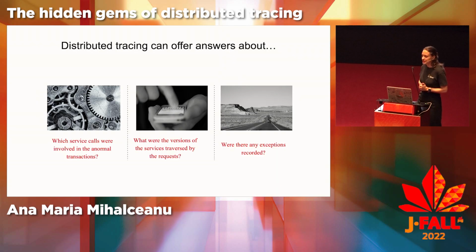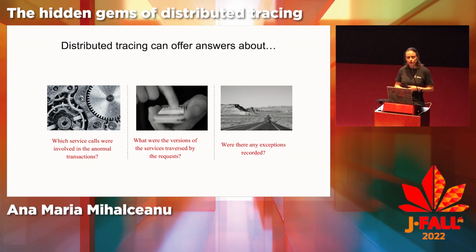So distributed tracing is there to offer us answers about a few things, like which services were involved in these abnormal transactions. To know, first of all, who were the culprits, and to just look at them specifically, not look in the entire system, which might be a ton of services.